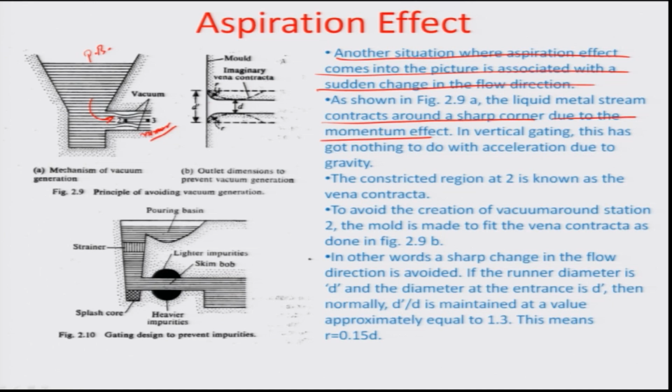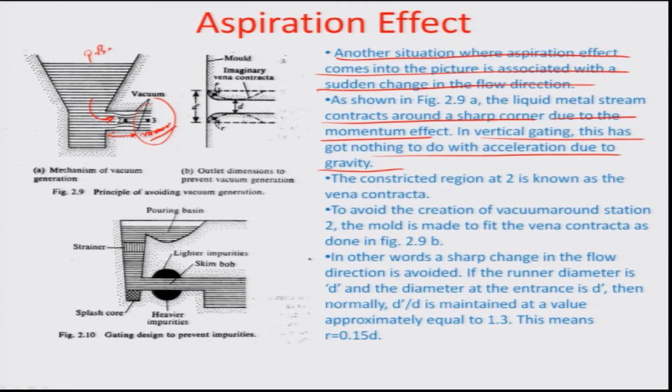Suddenly there is obviously a change in the direction of the velocity. So there is going to be a change in momentum because of the change in direction of the velocity, and this change in momentum would take some time to get formulated. In fact, the flow develops here after some span of length is crossed over by the liquid metal. In vertical gating this is not really a problem, because of the acceleration due to gravity, and the problem would be more prominent in the bottom gating or horizontal gating systems.